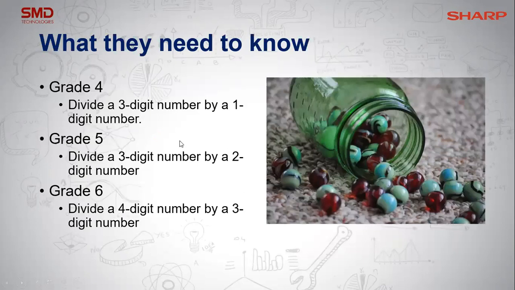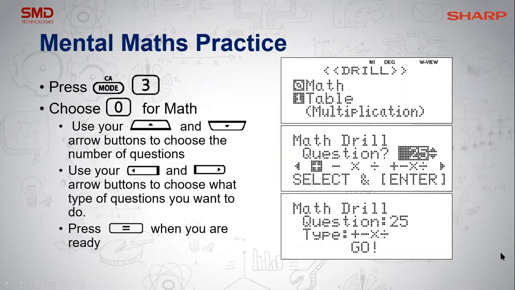So what they need to know is they need to be able to divide a 3-digit number by a 1-digit number. And this is just a summary of everything that they need to do. Grade 5 is a 3-digit by a 2-digit, and grade 6 is a 4-digit by a 3-digit number.